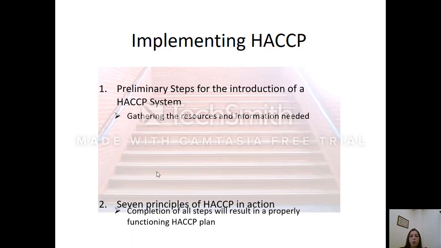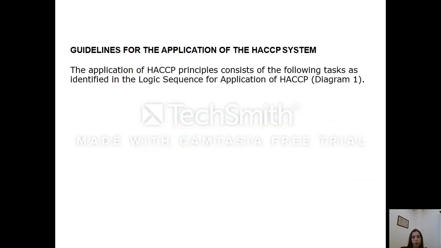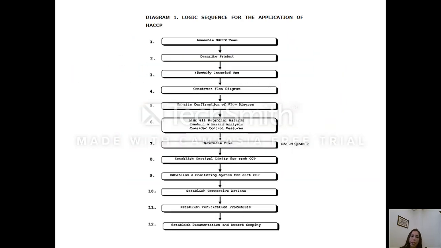To implement HACCP, we need all this time to start with the PRPs, the prerequisites, which is the basis of any kind of food industries, mainly based on the infrastructure, on the pest control, on the GHPs, on the GMPs, and then followed by the 7 principles of HACCP in action. So to implement HACCP, we have a logical sequence for the application, mainly composed of 12 steps.